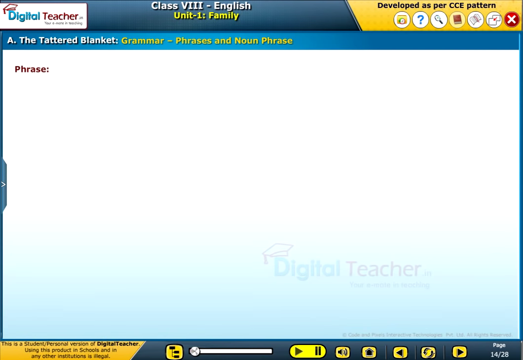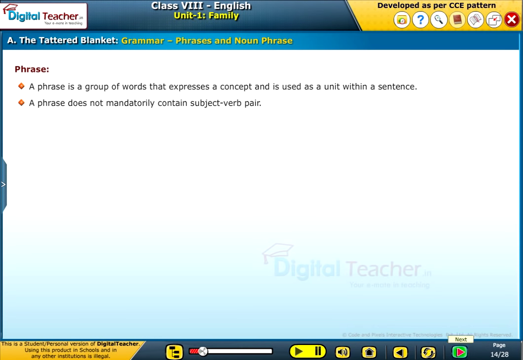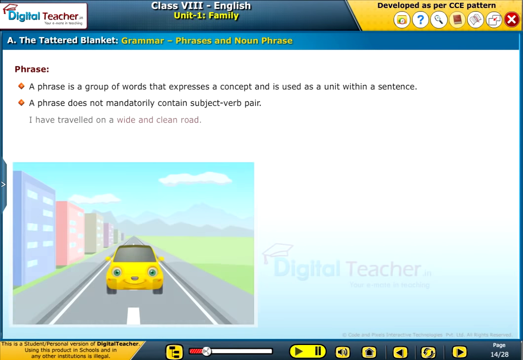Let us now learn with examples what a phrase is. A phrase is a group of words that expresses a concept and is used as a unit within a sentence. A phrase does not mandatorily contain a subject-verb pair. Observe the given sentence. I have travelled on a wide and clean road. Here, wide and clean road is a group of words which together are playing a role of a noun. So we can call them together a phrase.